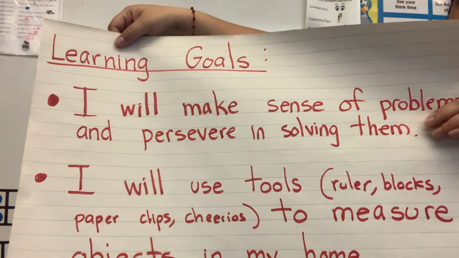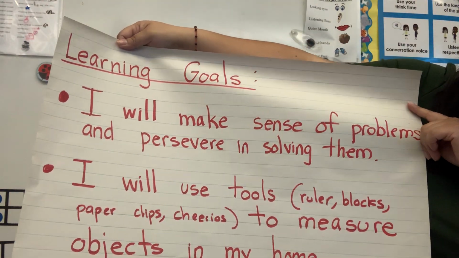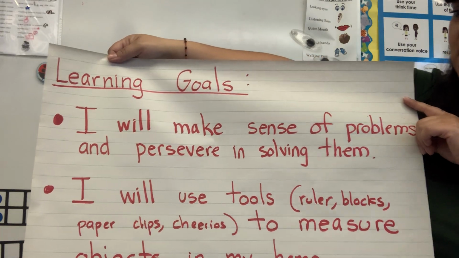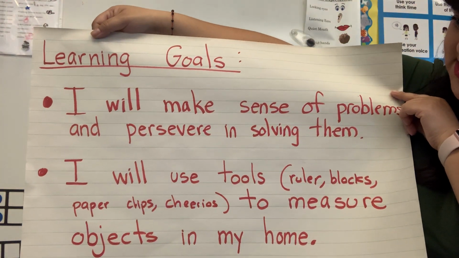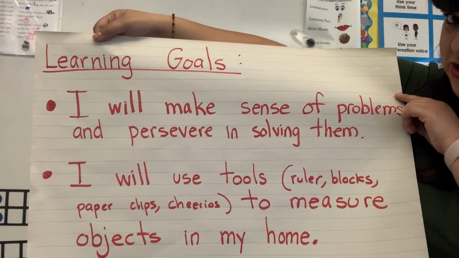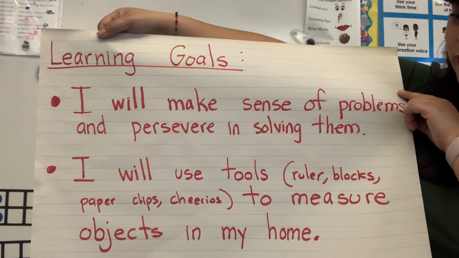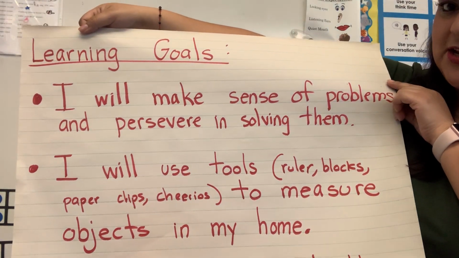Okay, so our first learning goal is I will make sense of problems and persevere in solving them. Our next learning goal is I will use tools such as rulers, blocks, paper clips, Cheerios, even popsicle sticks, anything you have at home, any math tools to measure objects in my home.